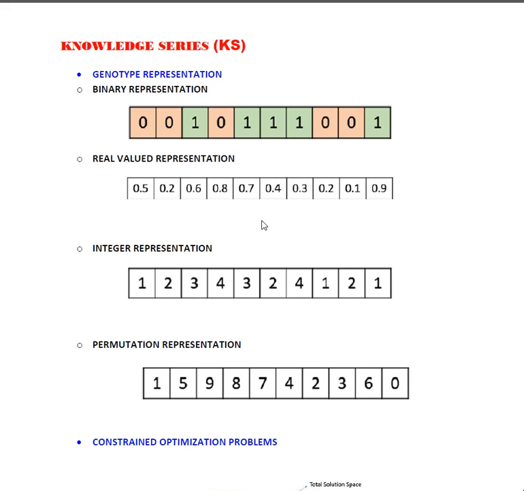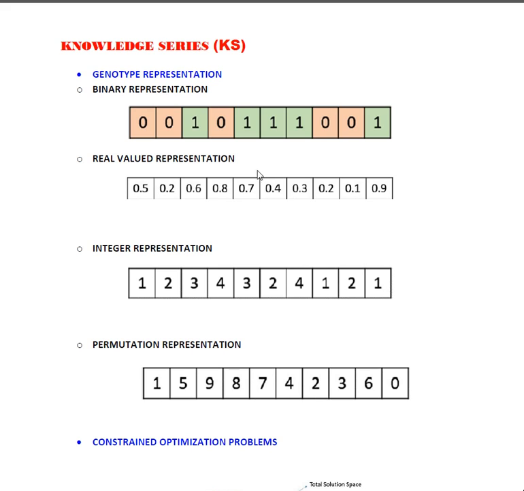Now let's start with the binary representation. If you see the binary representation, it is represented in terms of 0 and 1. This is considered one of the simplest and most widely used representations in genetic algorithms, because in the genotype we represent in terms of zeros and ones. That is what we have stated. And of course, if there are n bits, then we represent it in terms of n-bit representations.